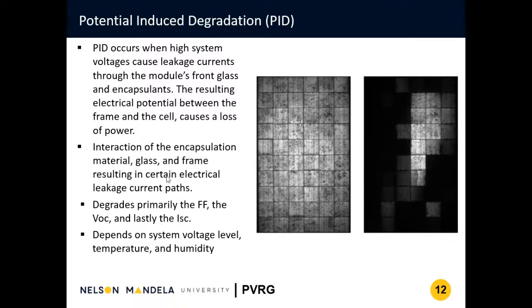So this first image is an EL image of a module without PID, and the second image is the same module after PID has been induced in it, and you can see the loss of intensity in the image that's related to a loss in module performance.